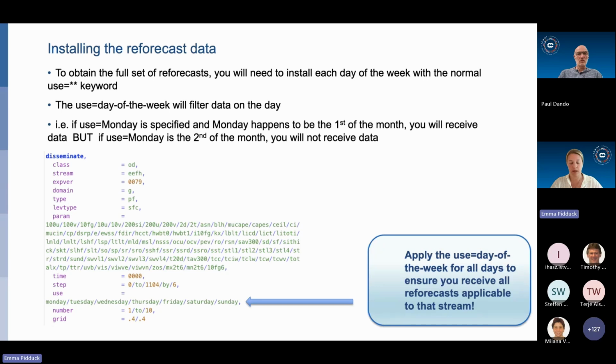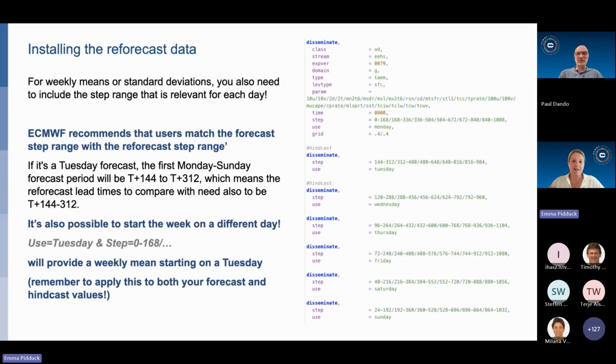It gets a little bit more funky when you have the weekly means or the step ranges, let's say. So again, I've put a little excerpt on the right, but it's actually much bigger than that in the end. For the weekly means or standard deviations or FC mean or any of those types, you will also need to include the step range that is relevant for each day. And we recommend that users in their processing match the forecast step range with the reforecast step range. So if it's a Tuesday forecast, the first Monday to Sunday forecast period will be 144 to 312, which means the reforecast lead time to compare also needs to be 144 to 312.